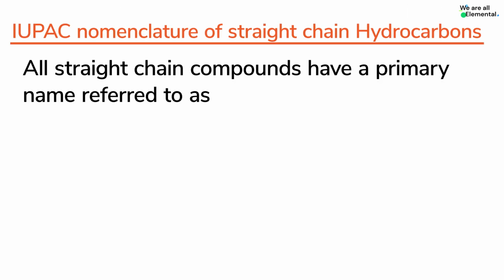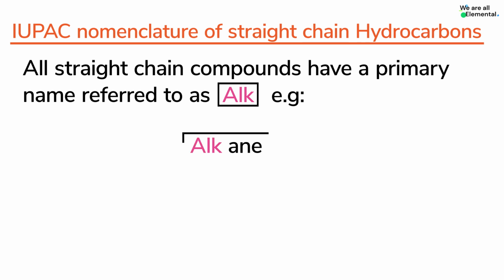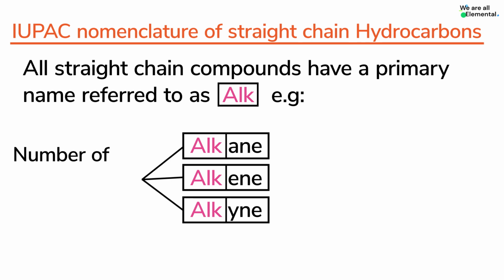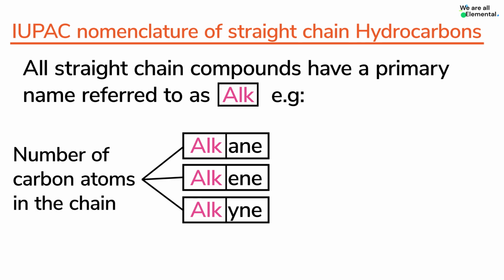Let us understand how to name straight chain hydrocarbons. As mentioned earlier, carbon can catenate, that is self-link, and form long chains. To name the hydrocarbons, all straight chain compounds have a primary name referred to as alk. It's a prefix in the name. For example, alkane, alkene, and alkyne. The prefix alk refers to the number of carbon atoms in the chain.